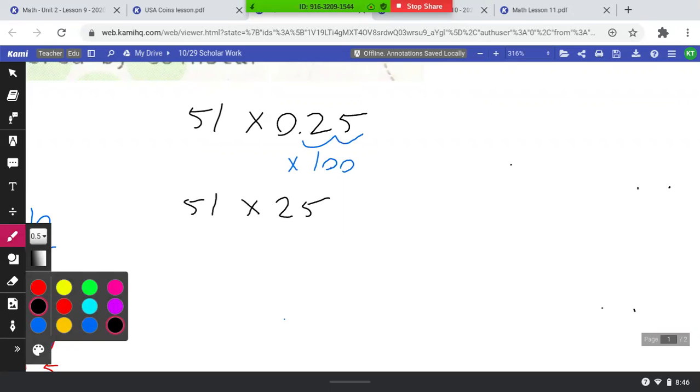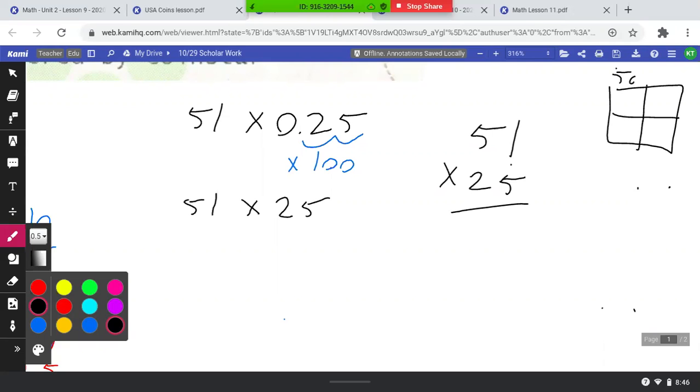Y'all know how to do this. You can do standard algorithm, or you can do an array. I do not care. Just show your work. Let's do the standard algorithm to get some practice.